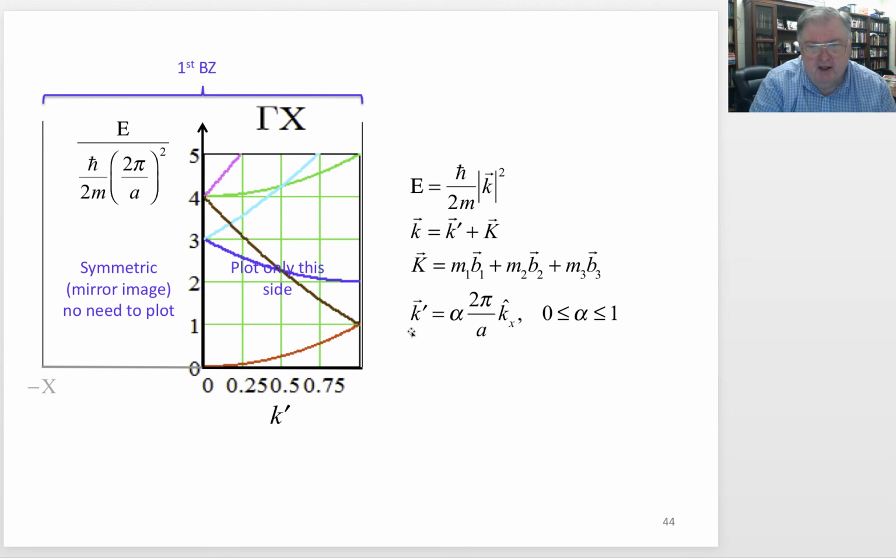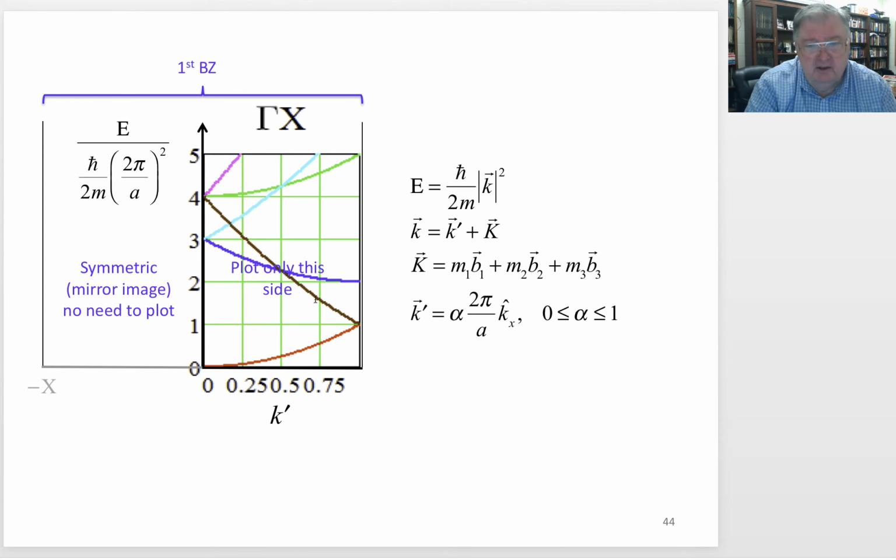So for k prime, I would put in a parameter alpha that I vary, 2 pi over a times a unit vector in the x direction, and I let alpha go from 0 to 1. Okay, in which case I can take any value along here, and when I do that and plot that in the energy here, here's what I get for different selections. I didn't label them because I'm not going to ask you to do this. People in the physics community start to call these diagrams spaghetti diagrams. Any idea why they may have the name spaghetti diagrams?